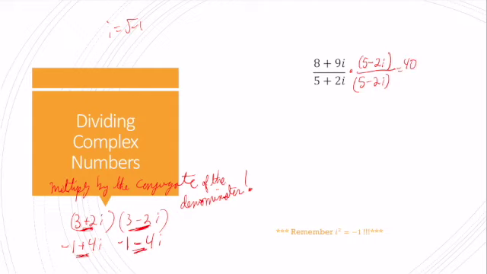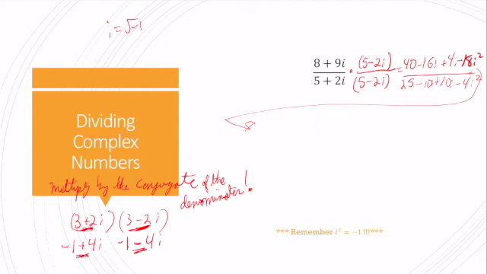8 times 5 is 40 minus 16i plus 45i minus 18i squared, all over 5 times 5 is 25. 5 times 5 is 25 minus 10i plus 10i minus 4i squared. So let's go ahead and combine all of our like terms. I'm going to go over here and write that out.